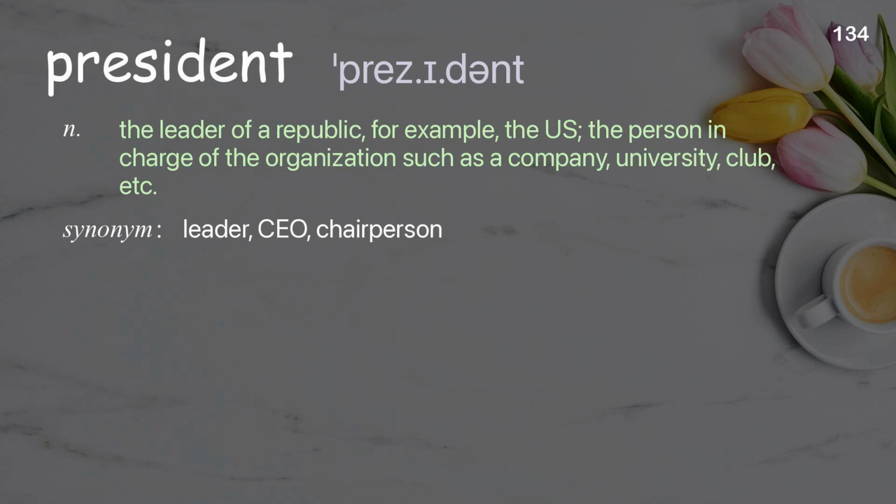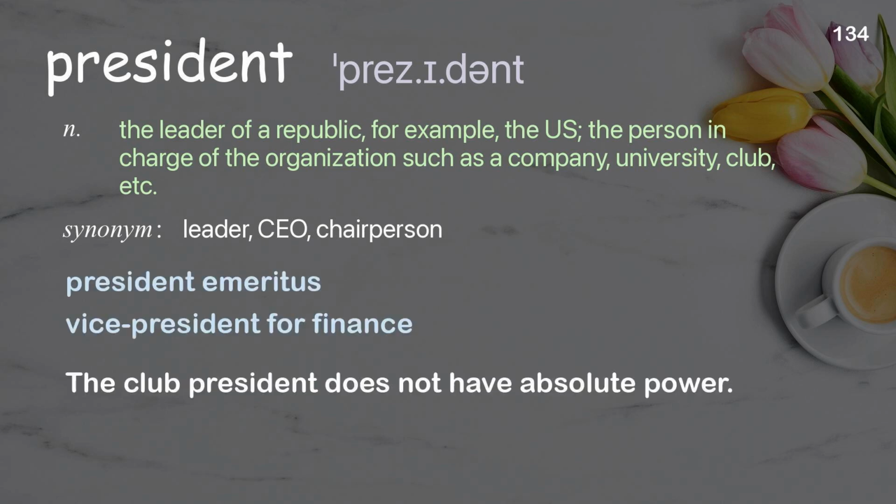President. The leader of a republic, for example, the U.S., the person in charge of an organization, such as a company, university, club, etc. Examples: President Emeritus, Vice President for Finance. The club president does not have absolute power.